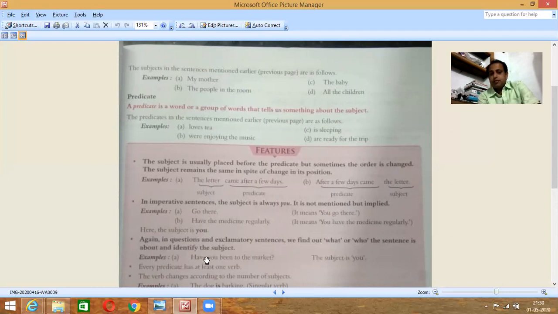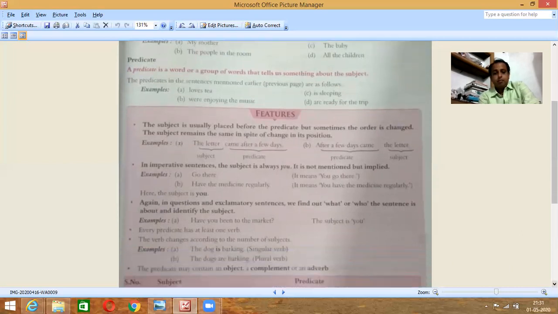Suppose it is a question or an exclamatory sentence, an interrogative sentence or exclamatory sentence. So, find out what or who. You have to ask. Generally, you have to ask the verb with who or what, and the answer that comes will be the subject part.